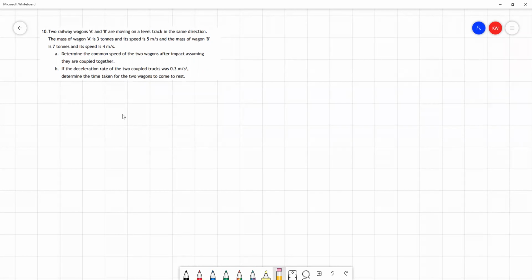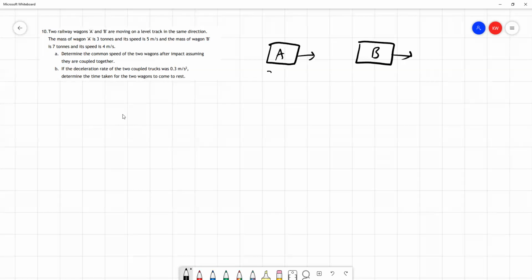We're told two railway wagons, A and B, are moving on a level track in the same direction, and we're given the mass and the velocity for each one. So it's always helpful to draw a simple diagram, a very simple diagram indicating what's happening here. So here we have A, here we have B, and they're moving in the same direction. Well, they're going to come together. A is going to be moving into B and coupling up here.